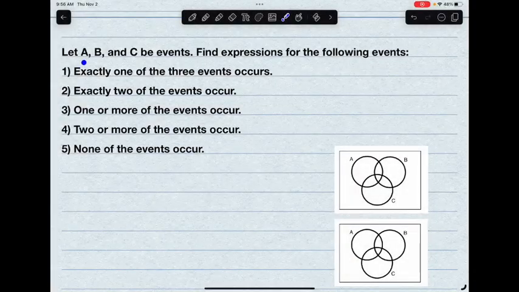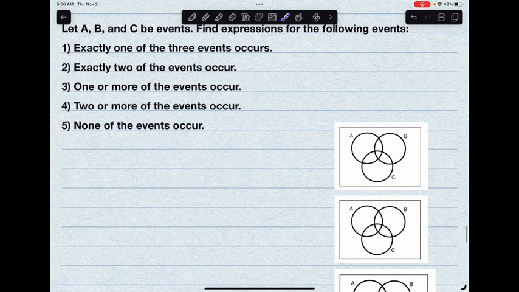So here we have 3 events A, B, and C. Now we're going to find the expression based on the union, complement, intersection, and difference for the following events. Part 1 says we're looking for the event which is exactly one of the 3 events A, B, and C. Exactly one of them occurs, not two, not none, not three. I already drew a Venn diagram for A, B, and C. That's how it can happen.